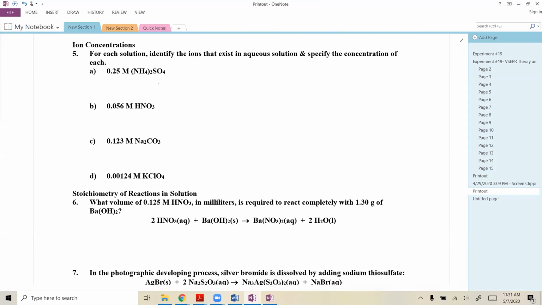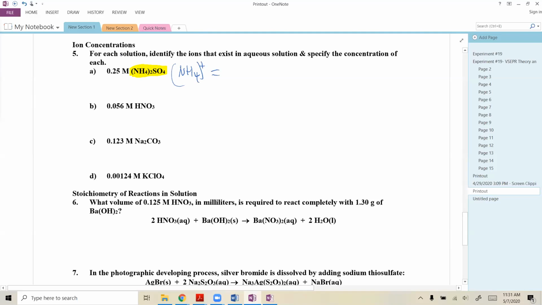So let's start with this first one here. We have ammonium sulfate. And so what's one of the ions that forms from ammonium sulfate? Ammonium. So that's NH4 plus. And what kind of ion is NH4 plus? It's a cation. And what other kind of ion is it? It's a polyatomic ion, right? And so that's how we know that it sticks together.